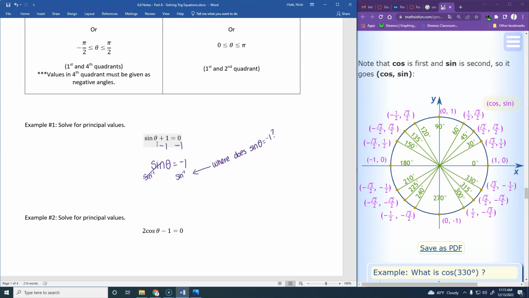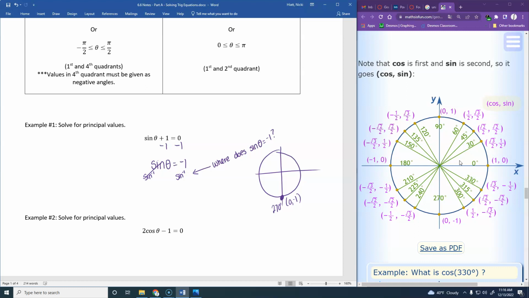So if I'm thinking about my unit circle, I'm going to point it out over here in a second, but I tried to do this without looking, just thinking about it. Sine is the y coordinate. So the y coordinate is going to be negative 1 right here. There's 0, negative 1. It says principal values. So on the unit circle, that's 270. But 270 is not between negative 90 and 90.